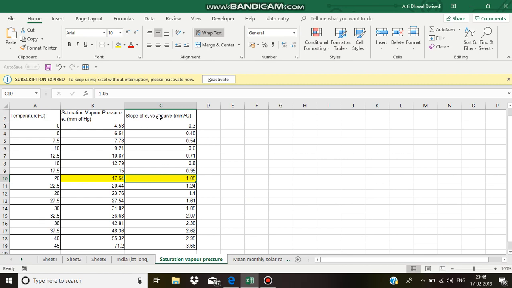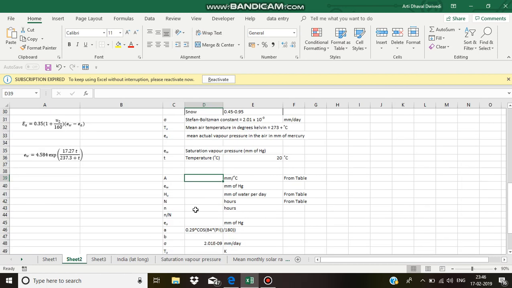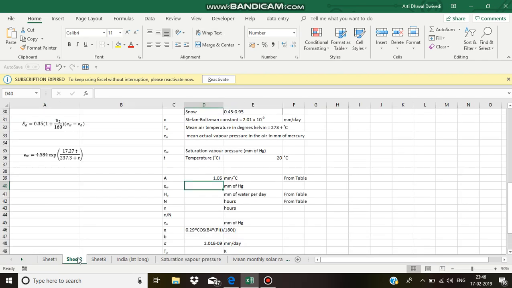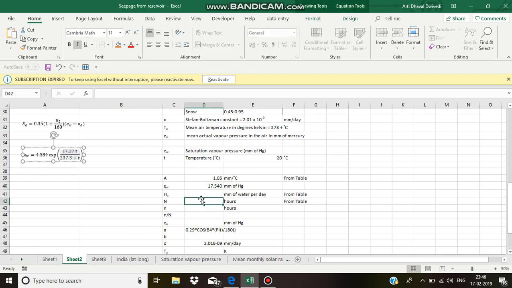Slope of EW versus T curve. This is A for temperature 20 degrees Celsius. It is 1.05. EW is 17.54. It can also be calculated using this formula, 4.54 exponential 17.27 into temperature 20 degrees divided by 237.3 plus T. So if we use this equation, we'll get the same value.